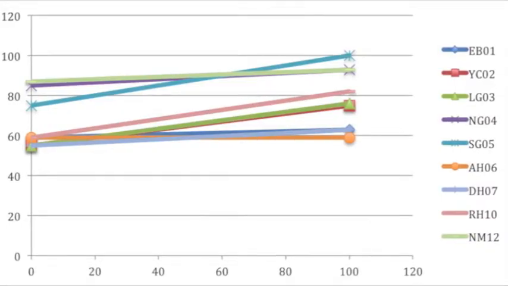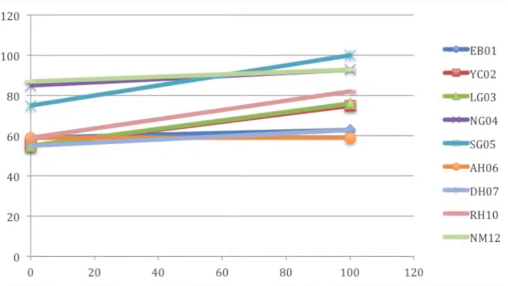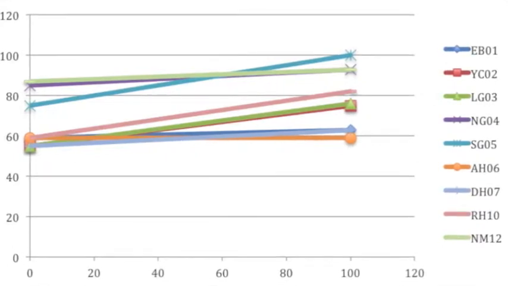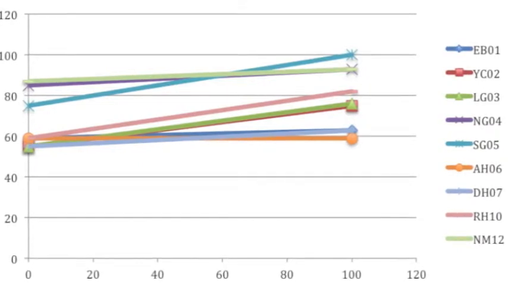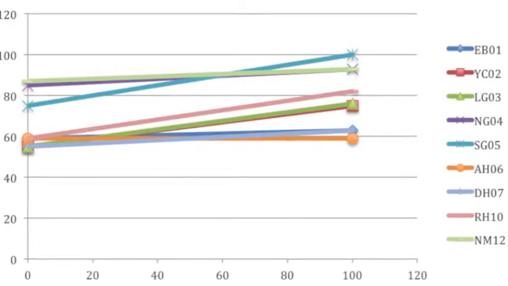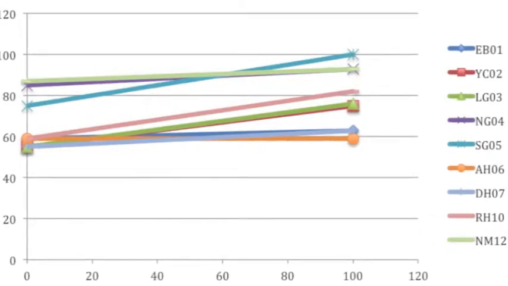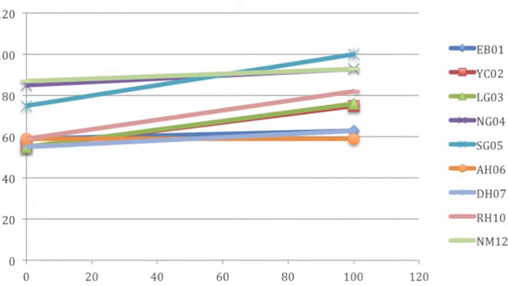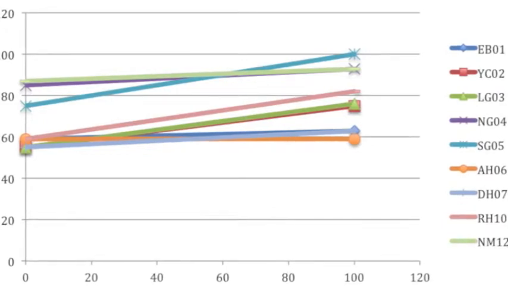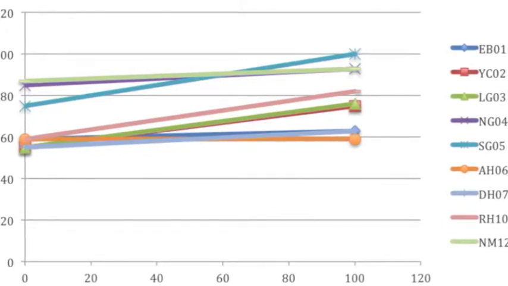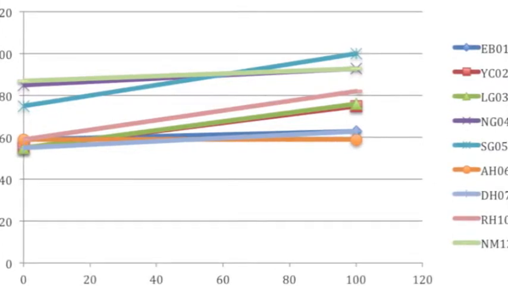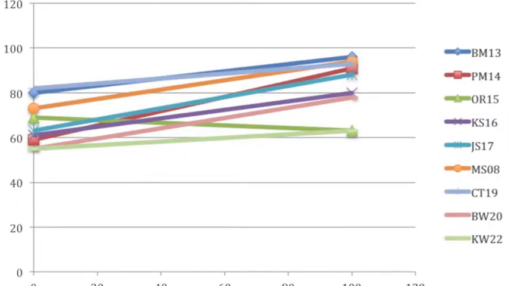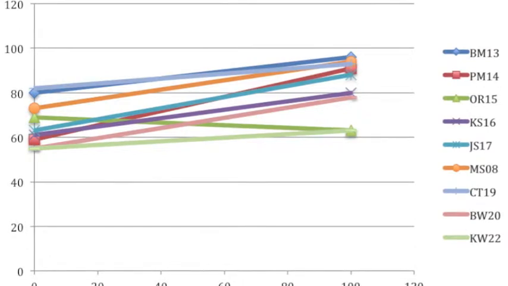Here is a scatter plot representation of the first 9 students, EB01 through NM12, and this just graphs as a scatter plot their percentage growth. So it starts on the left with their score on the very first test, the pre-test, and then all of these students did have a gain, even if it was slight, and it goes up toward the right with their post-test score.